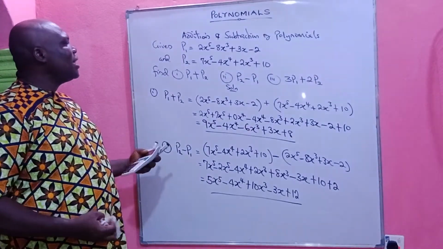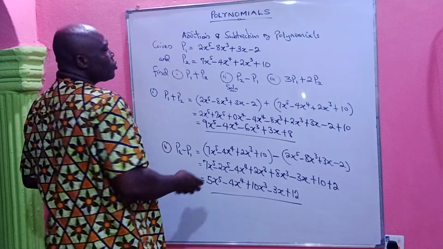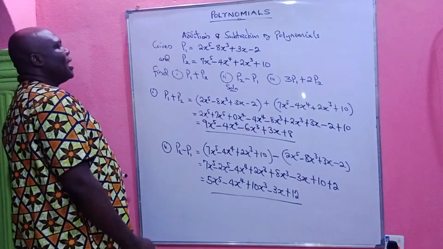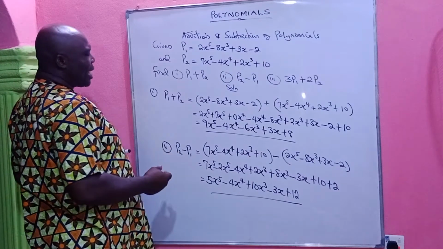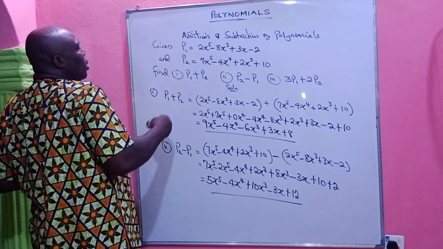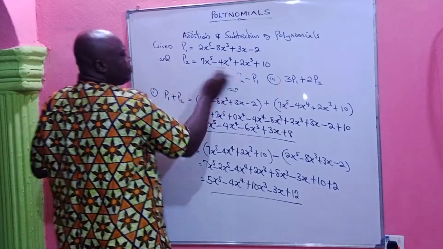Alright, so with this now, we are going to the last one, which is 3P1 plus 2P2. 3P1. So let's see how we can resolve 3P1 plus that. Where will I clean? Let me clean here.